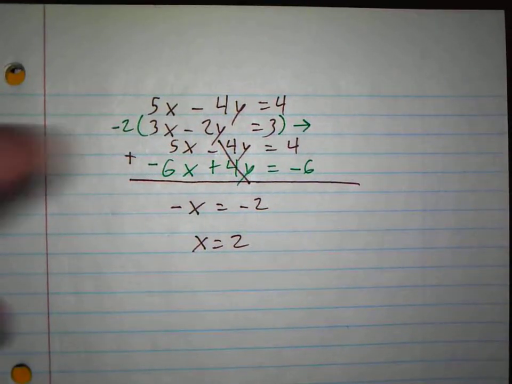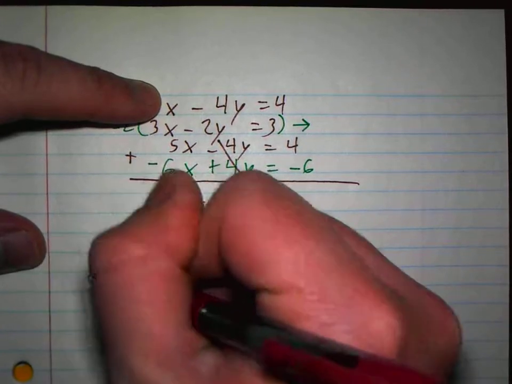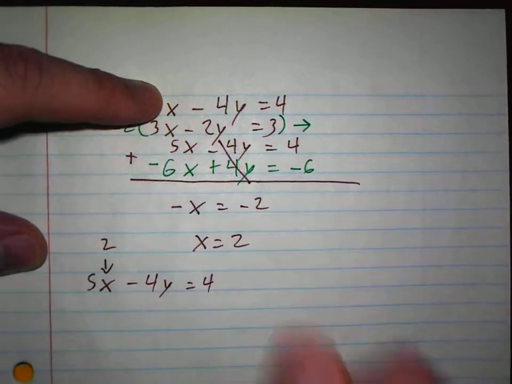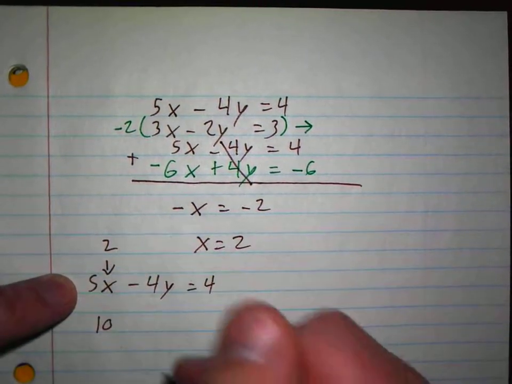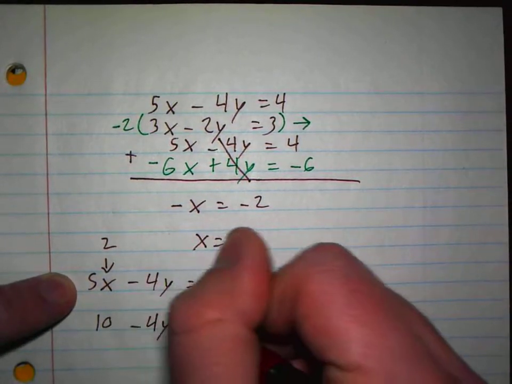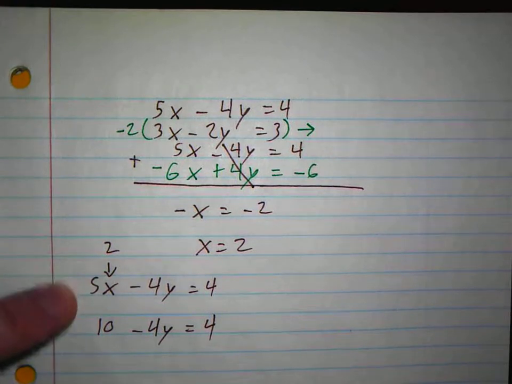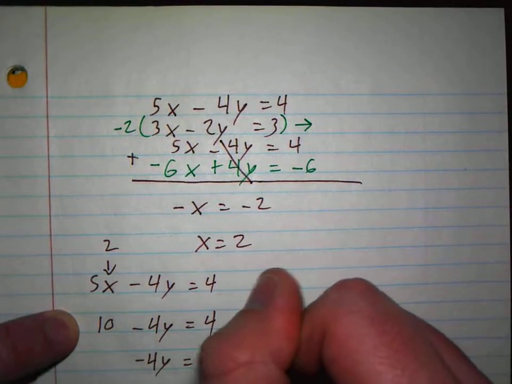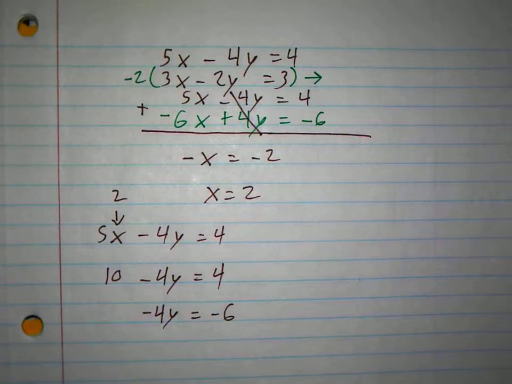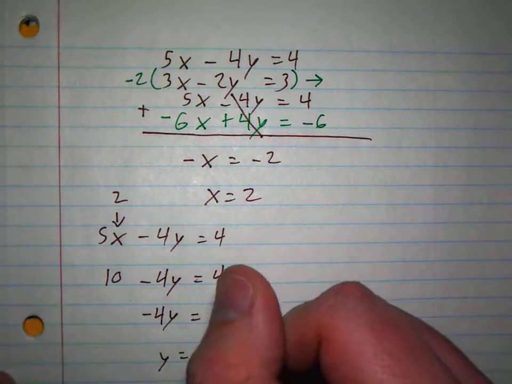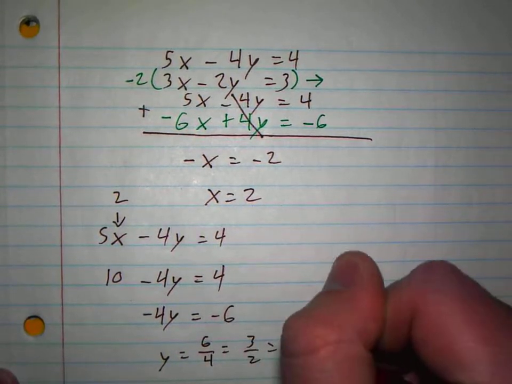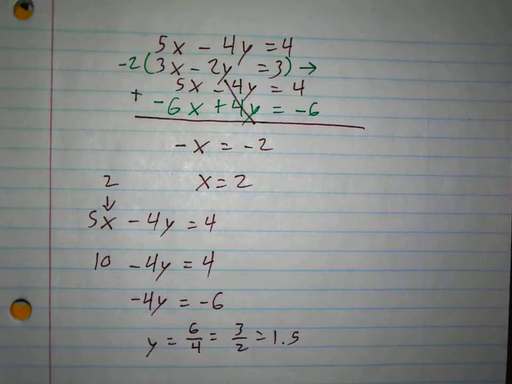Now that you know x is 2, you go back to the original equation. And you plug 2 in here, because x is 2. So you get 10 minus 4y equals 4. That's an Algebra 1 two-step equation. Subtract 10 from both sides. It's negative 6. Divide by negative 4. That'd be 6/4, which equals 3/2, which equals 1.5. Okay. So I double check my work, right?